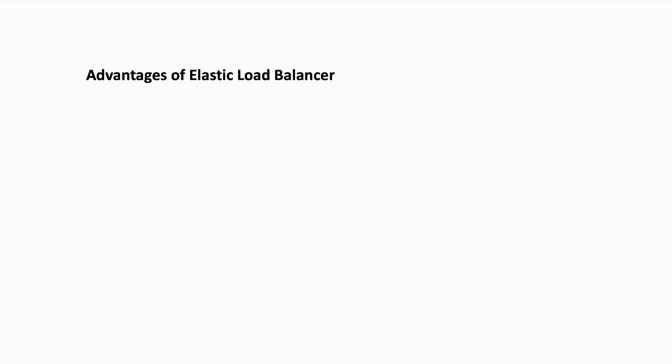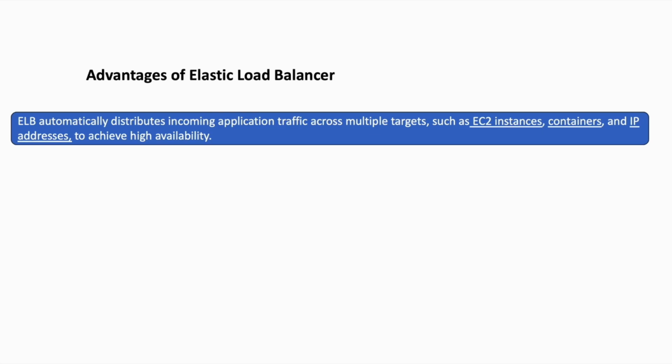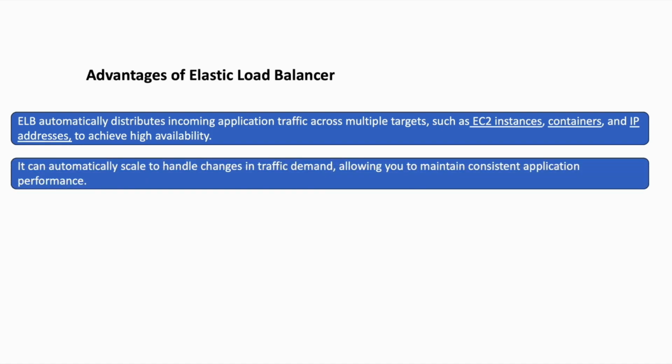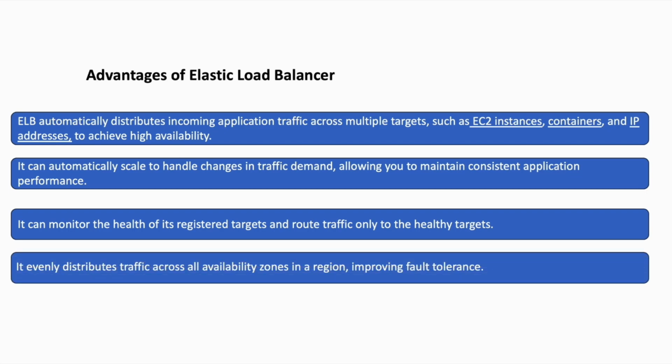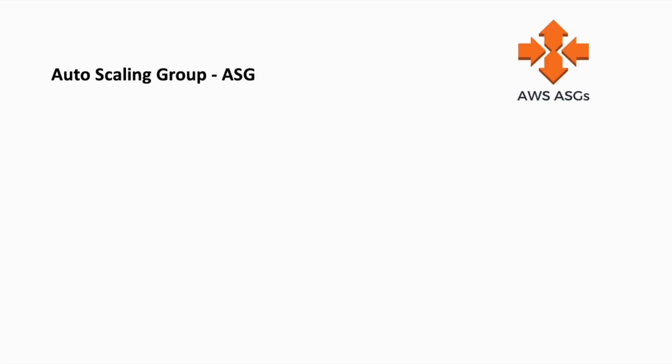Advantages of elastic load balancer. So ELB automatically distributes incoming application traffic across multiple targets such as EC2 instances, containers, and IP addresses to achieve high availability. It can automatically scale to handle changes in traffic demand, allowing you to maintain consistent application performance. It can monitor the health of its registered targets and routes traffic only to the healthy targets. It evenly distributes traffic across all availability zones in a region, improving fault tolerance.